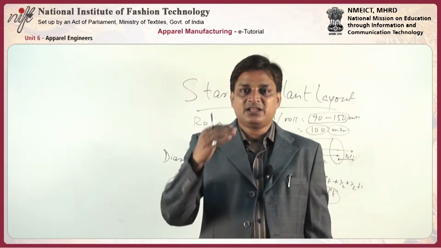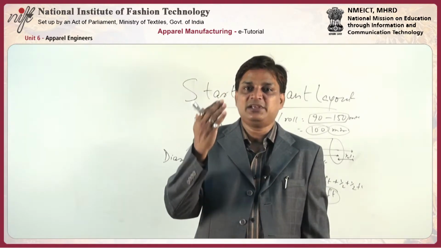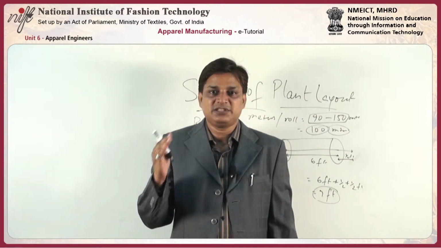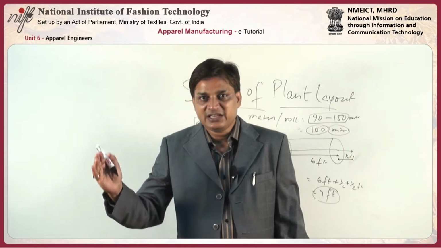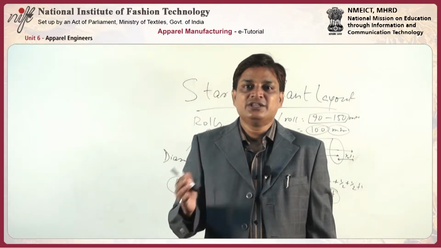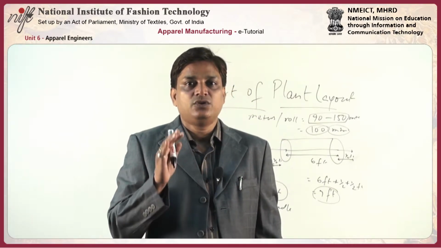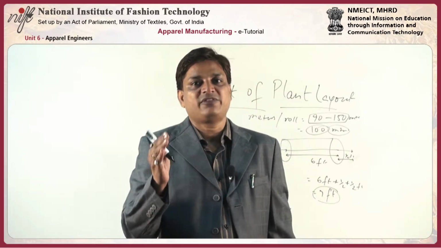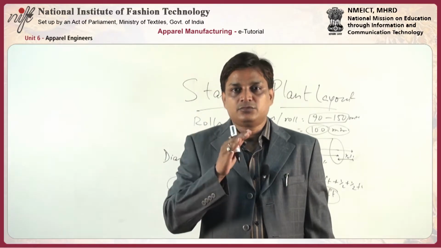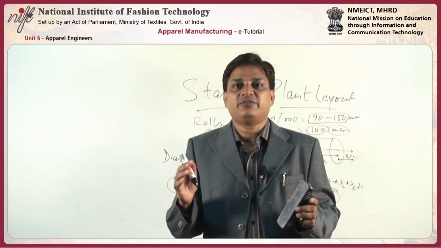So here we have taken how many pieces per day we are making. 8,000 pieces is the production per day. Accordingly, we have to decide how many meters of fabric we require per day and how many meters of fabric we require to keep an inventory of 10 days.